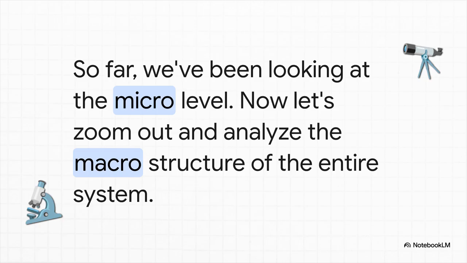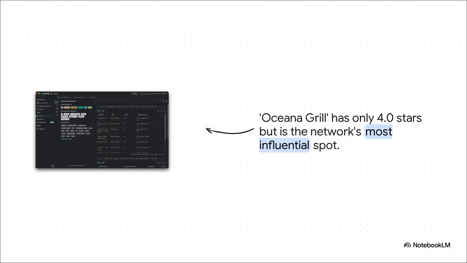Yeah, let's be really clear here. Everything we've done up to this point has been at the micro level, focused on one person's experience. Now we're shifting gears completely to the macro level, to find insights that are hidden in the structure of the entire system. So we used PageRank. Yep, the same algorithm Google famously used to rank the entire internet to find the most influential spots, not just the ones with the highest ratings.